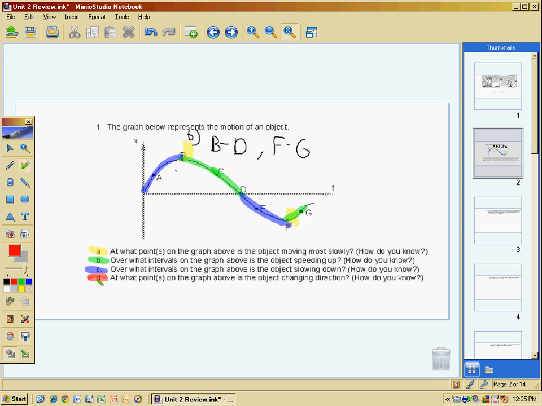Well, remember, we're going in a positive direction if your position is increasing. That's positive. If you're going down, your velocity is negative. So, at what point are we changing direction? We're going to be changing direction right here at B because we were moving away. Now we're coming back towards, and we're going to change direction again down here at point F. So, there we have question number 1.